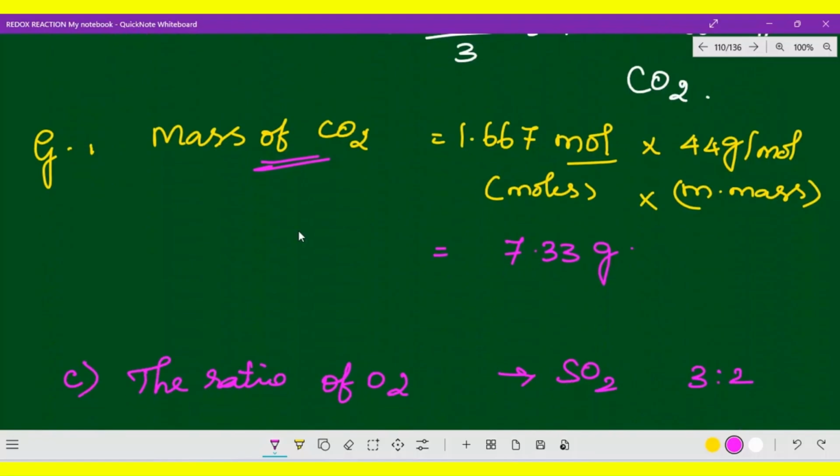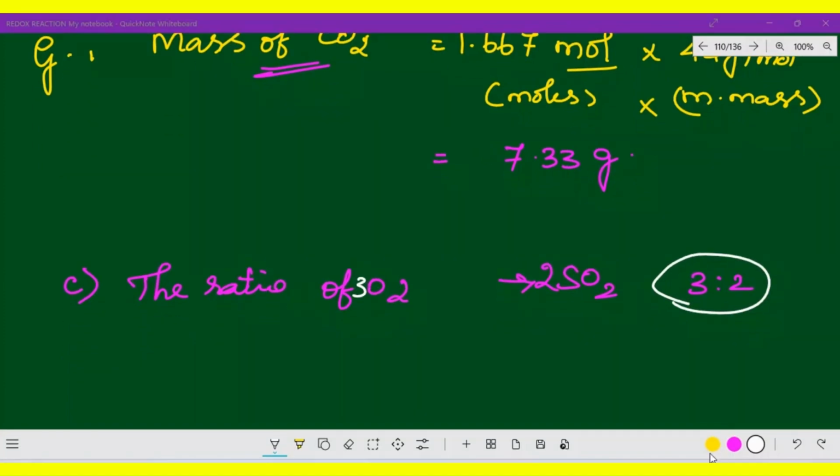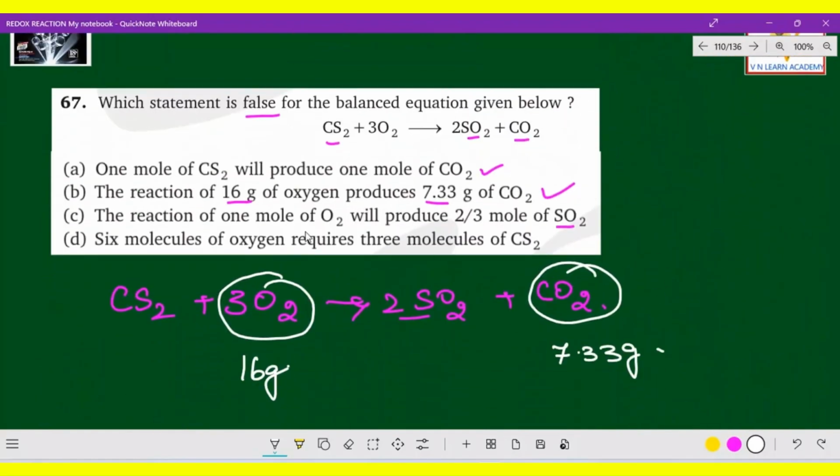So in that ratio, 3 moles of oxygen can produce 2 moles of sulfur dioxide. That is 3:2. So in the question, 1 mole of oxygen can produce 2/3 moles of sulfur dioxide. Exactly, 100% it is correct. Now the third statement is also correct. Now come on, let us check the last one.